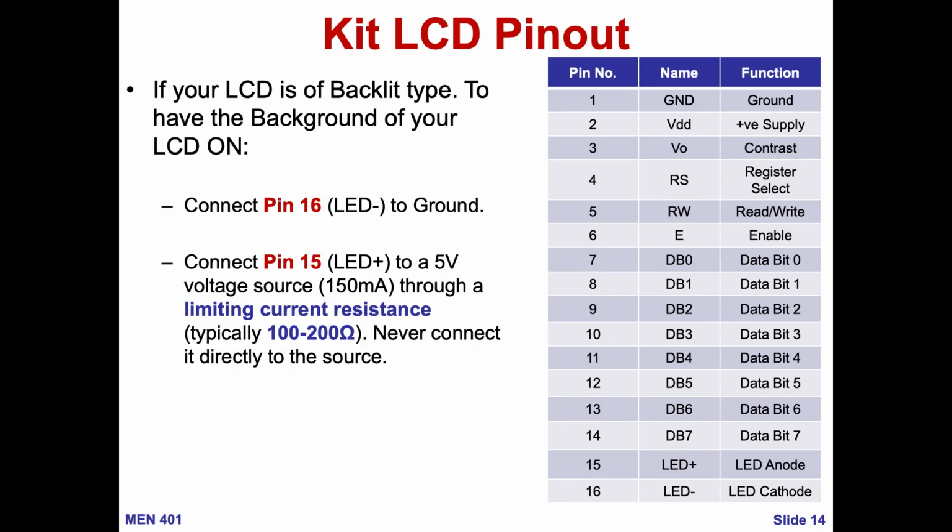The last two, if you have a backlit LCD, which is most of the case, this is where you will give the power to the backlight in order for this LCD to be backlit. Pay attention, 16 will be connected to ground and 15 will be connected to a voltage supply, which is typically 5 volt. However, do not forget the current limiting resistor, which is 100 to 200 ohm, never connected directly to the source. It's a very simple LED that is behind this LCD.